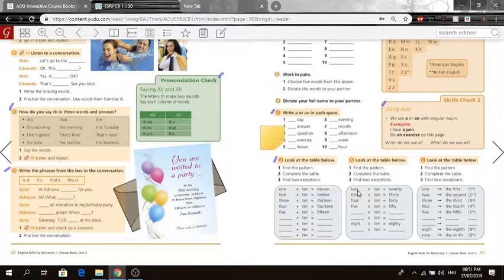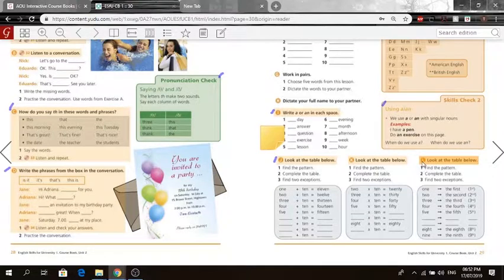So 2 multiply 10 is 20. This is 20. 3 multiplied 10, sorry, I said plus here, is 30. 4 multiplied 10 is 40. 5 multiplied 10 is 50. 6 multiplied 10 is 60. 7 multiplied 10 is 70. 8 multiplied 10 is 80. Okay. 9 multiplied 10 is 90.